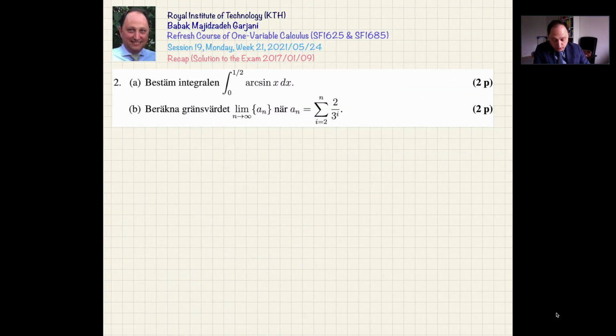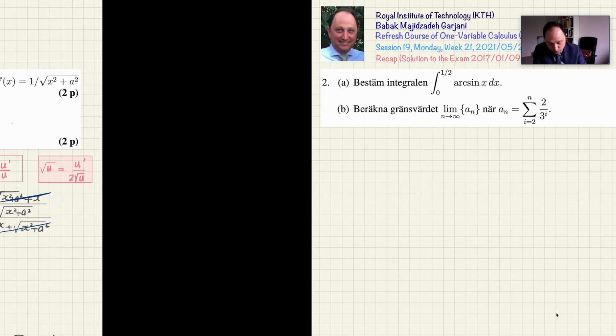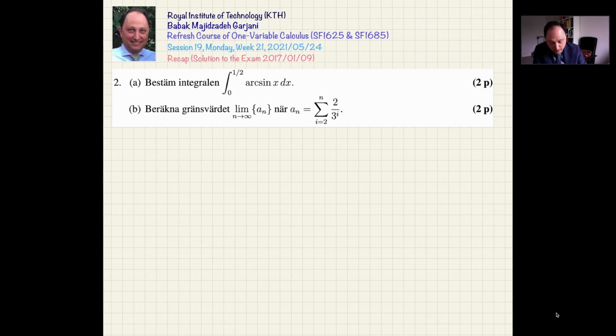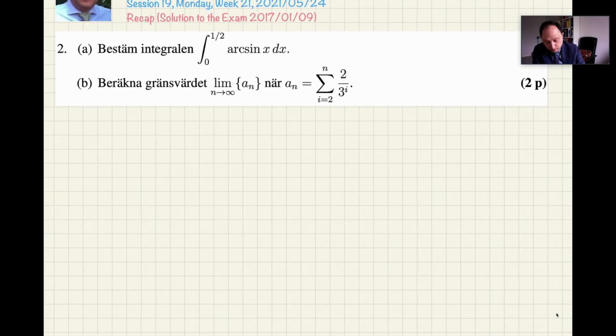So let us go to the next problem. We are supposed to calculate this integral. I don't know why this is in Swedish, the other one was in English. Anyway, we are supposed to calculate this integral. You need to be familiar with these types of integrals. Hopefully you immediately realize this can be calculated using integration by parts.